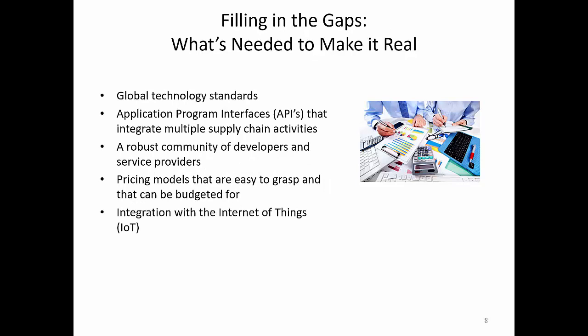Wrapping up the conversation, we do want to say that there are some gaps in the blockchain story. There are some variables missing from the blockchain equation. There's lots of potential, but as it stands today, we're going to present 5 variables that need to be part of that blockchain equation. What's needed to make it real? The first, global technology standards.